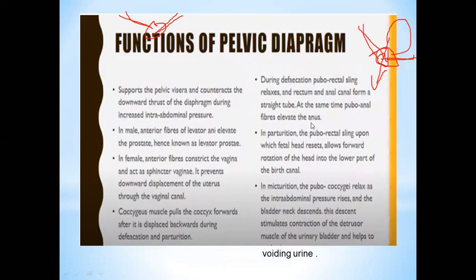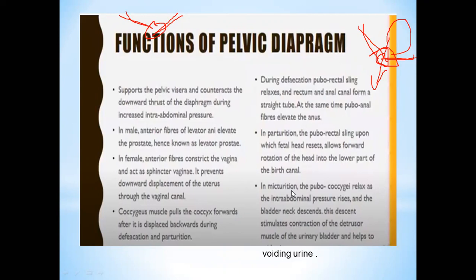You don't need to know the mechanism of either defecation, micturition, or the labor process, we all know. But we just need to know its importance or its function in cases of defecation, in cases of micturition, as well as during labor. Now, in labor or in parturition, the puborectal sling upon which the fetal head resides allows the forward rotation of the head into the lower part of the birth canal.